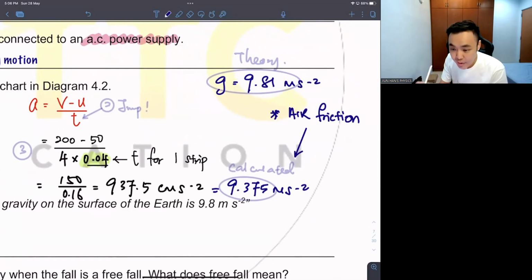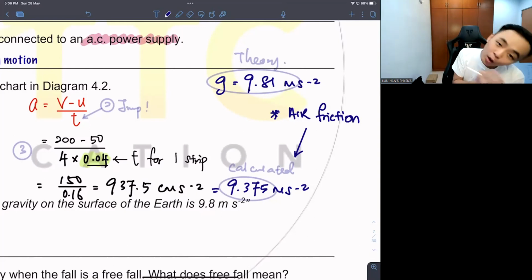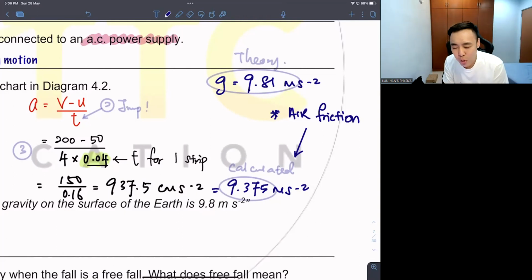Now, the trick is this. The nearer you are to the center of the earth, the stronger the gravity you actually have. The further away from the center of the earth, the weaker the gravity. Okay, now why is that so?